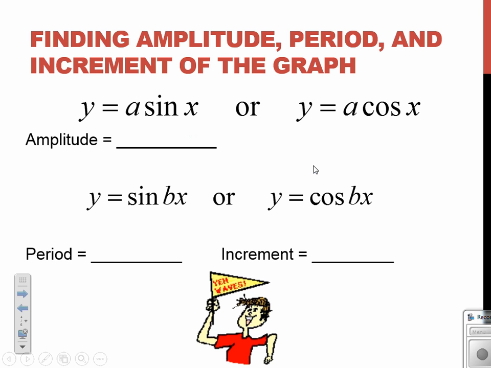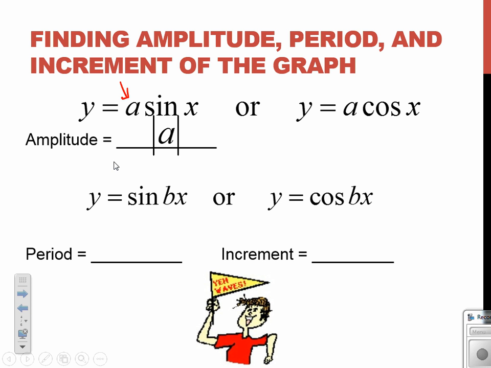All right, so we need to be able to find the amplitude, the period, and the increment of each graph. The amplitude is always based on the number in front of the sine or cosine graph. And remember, that is our stretching or compressing, and it's always the absolute value of that number. So if it's -5, the amplitude is 5.